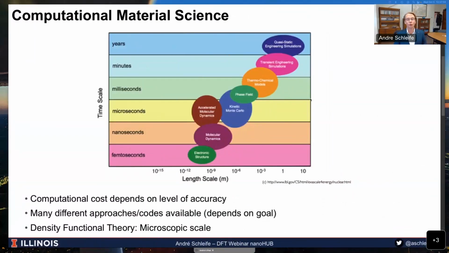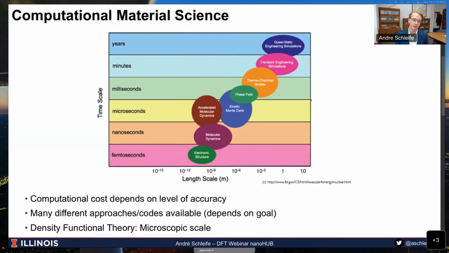Okay, so before we dive into the nitty-gritty details, we'll start with a bird's eye view of the situation. And I usually like to show this slide that tells you a little bit about computational material science in general. So if you are performing, or if you want to perform, computer simulations to do your research in material science, you have, of course, a vast number of techniques and software available at your disposal, right?